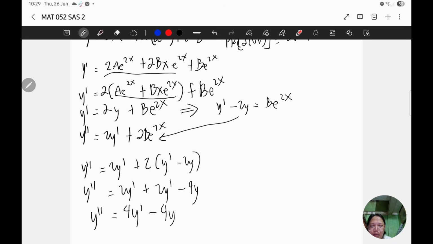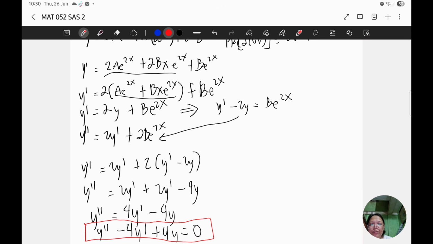Our highest derivative is y double prime and it is positive on the left side. So all terms must be on the left side. So transpose: y double prime minus 4y prime plus 4y equal to 0. Then, this is our final answer. No more arbitrary constants, and the result is already a differential equation. So, those are the methods for the elimination of arbitrary constants. More examples are on your PDF.